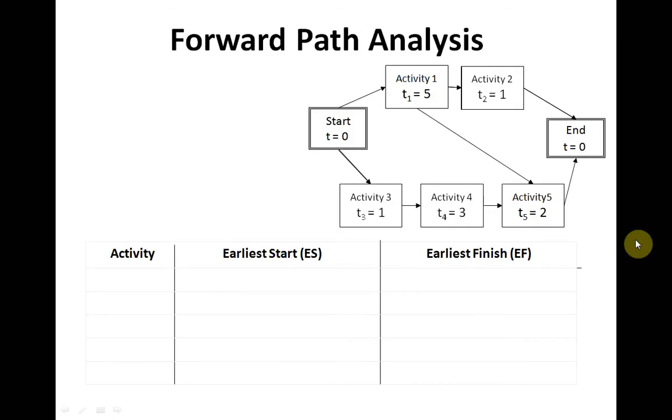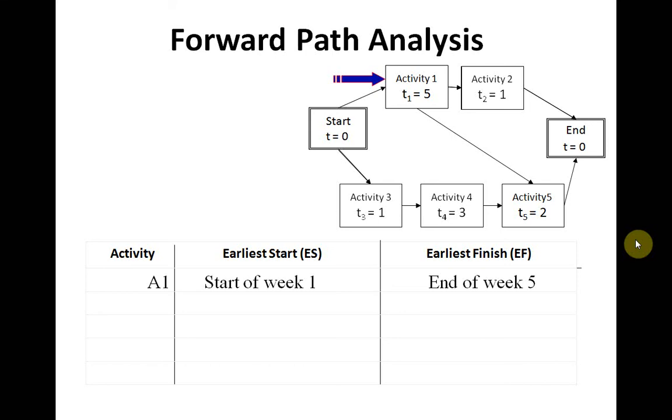For this example, suppose we have 5 activities, and activity 1 needs 5 weeks to complete. Activity 2 needs 1 week, and activity 3 needs 1 week, activity 4 needs 3 weeks, and activity 5 needs 2 weeks. So we can start from activity 1 or activity 3. Let's say that we start from activity 1.